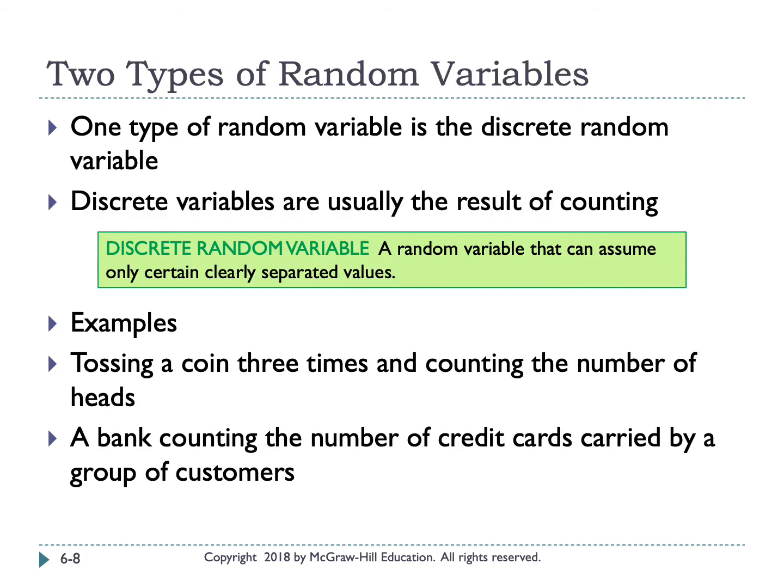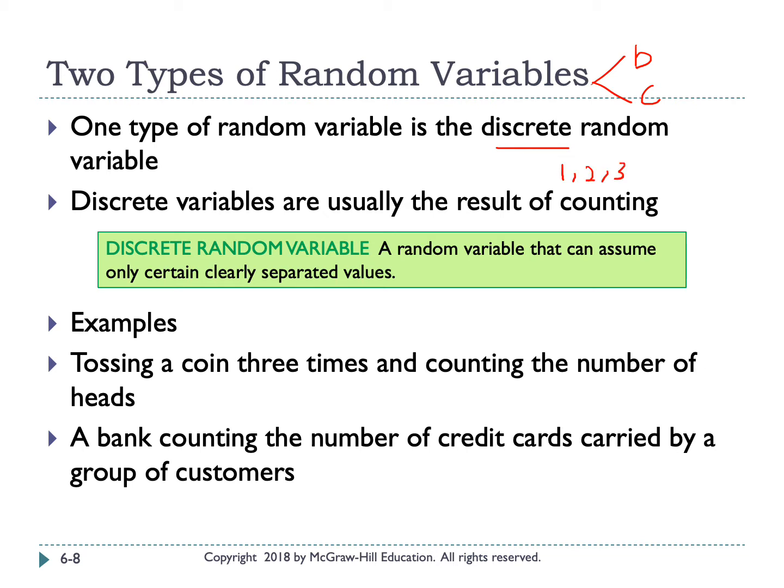Two types of random variable. So this is basically just a revision of what you have learned in the previous class. You know that random variable can be divided into two. You have discrete and continuous. A discrete random variable is actually the result of counting. So you can count 1, 2, 3, and so on.